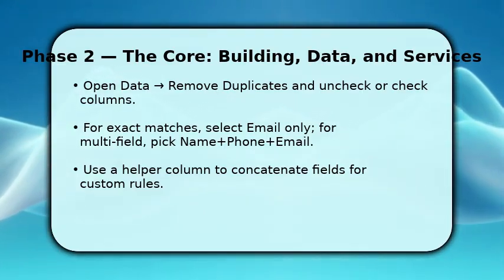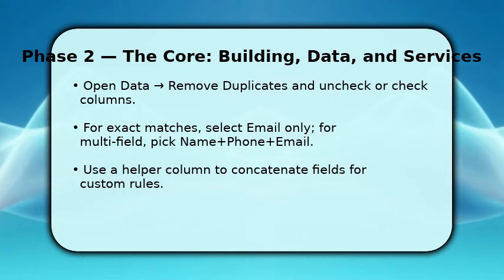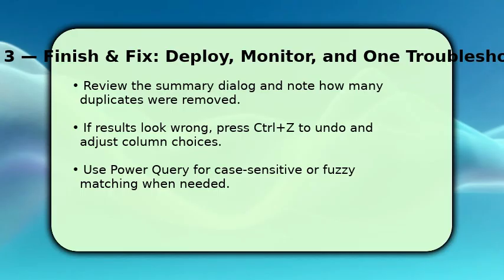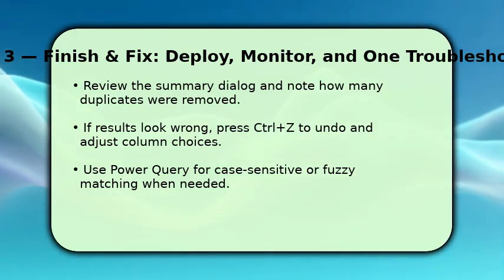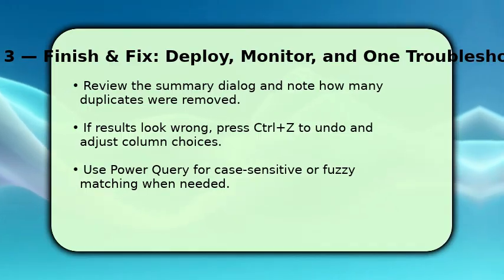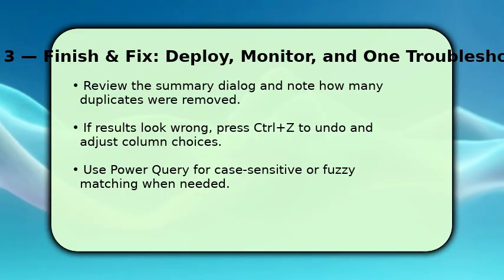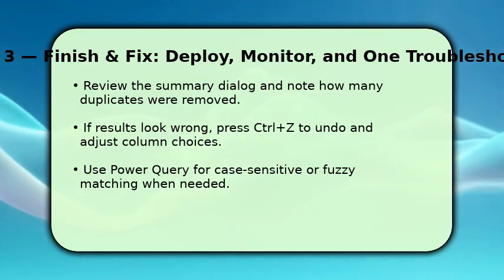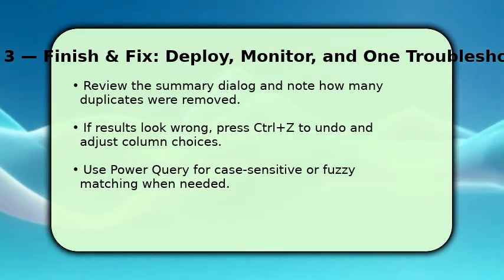Finish by confirming the Remove Duplicates action. Excel reports how many duplicates were removed and how many unique rows remain. Once done, scan a few samples to verify you kept the correct entries. If you see mistakes, immediately press Ctrl+Z to undo, refine your column selection or helper formula, then repeat.